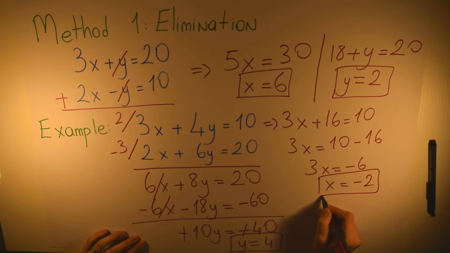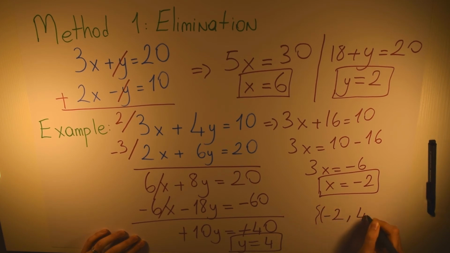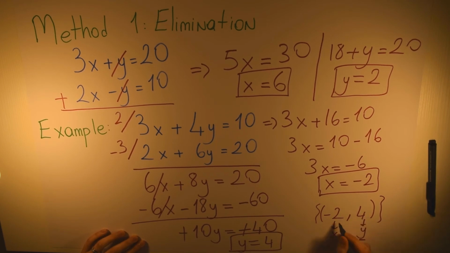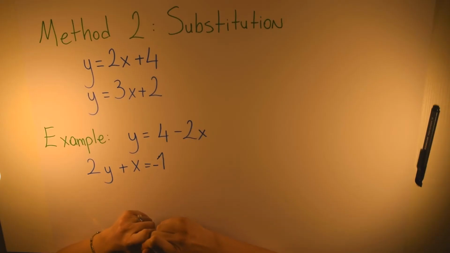So for this question, our answer is minus 2, 4, right? Because this is the place of x and this is the place of y. So I found y as 4 and then x as minus 2. Our second method is substitution.